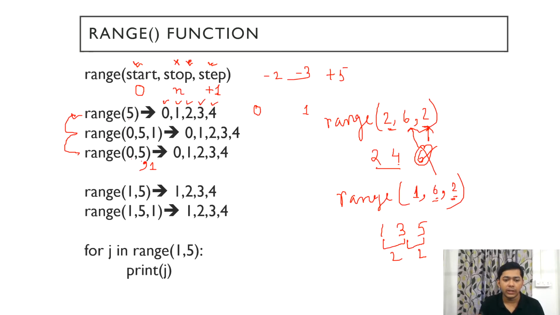Here you see another example, 1 5. So it will start from 1: 1 2 3 4. Now it is 1 5 1. Same thing. So 1 2 3 4. Is that clear? So these two are also the same.